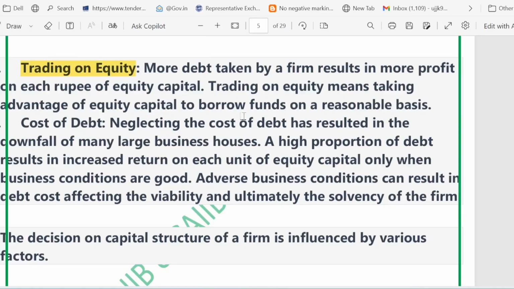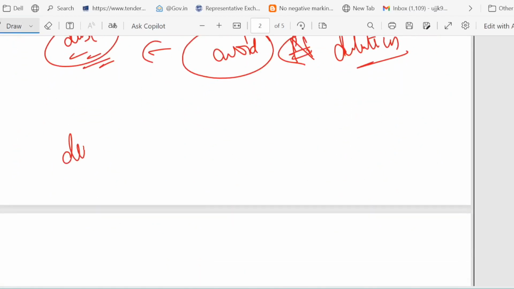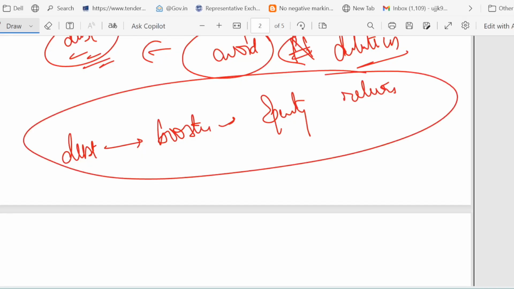See, this is an interesting one. When a company already has equity, it can use that equity to raise more debt. If the business is doing well, the profit earned on equity capital increases with the debt. In simple words, debt can act like a booster for equity return. This is what we can infer from here. So that is called trading on equity.